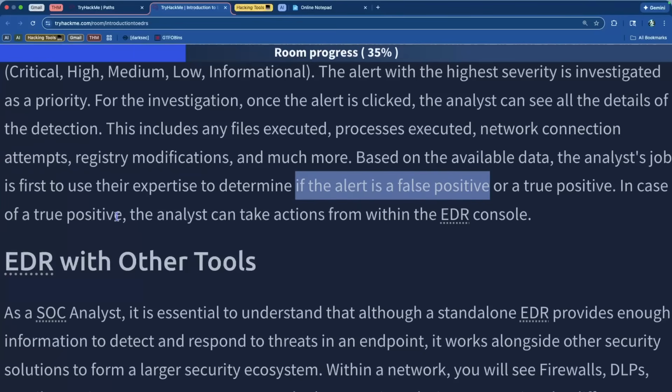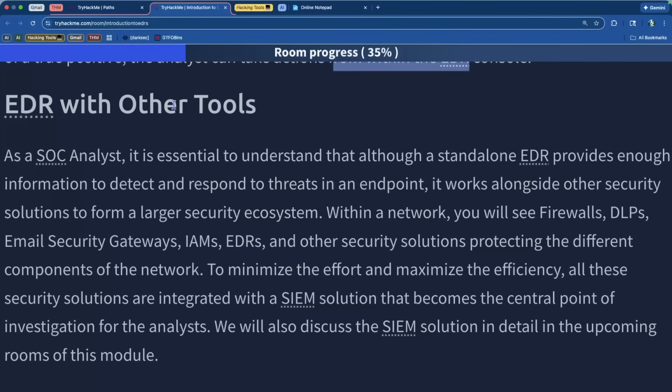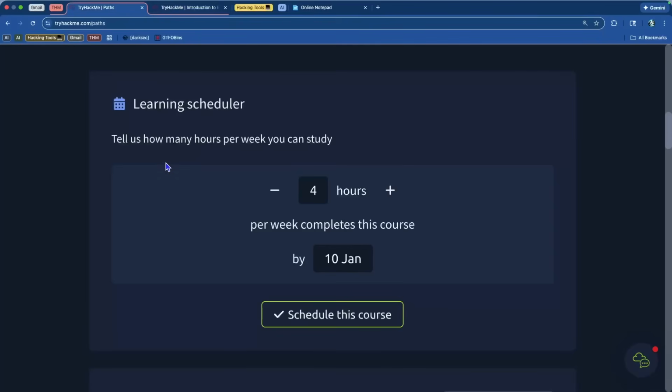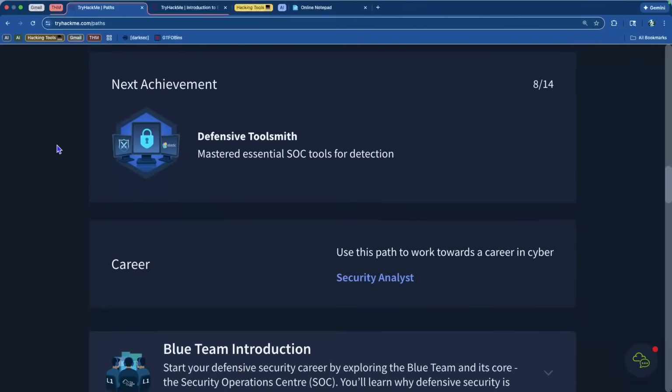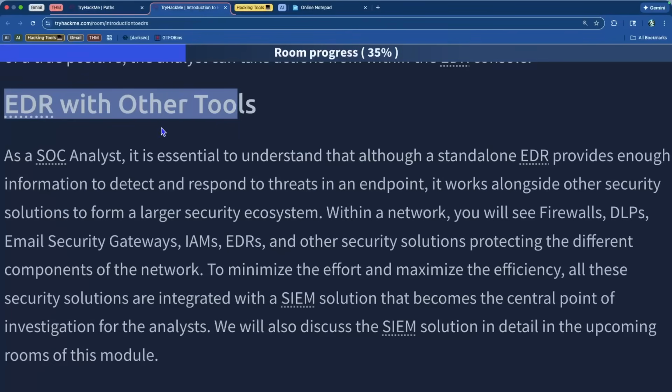In case of a true positive, the analyst can take actions from within the EDR console, for example, block something or escalate something. So, EDR with another tool embedded. This is where it all really starts to shine and come together. In the next video, we're going to be talking about the SOC solution known as the SIEM, and then we'll start talking about Splunk and Elastic Stack and things like that. This is all very useful and important when considering the bigger picture.